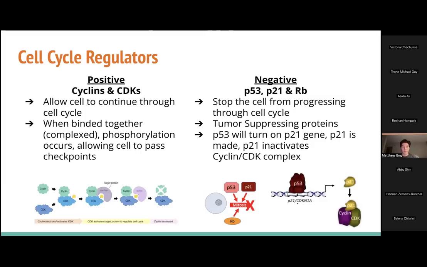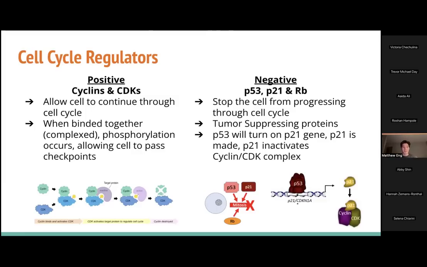We have our positive regulators and our negative regulators. Our positive regulators, intuitive naming, are going to allow the cell to go through these checkpoints. These are our cyclins and our CDKs, and all these are just proteins. They're individual proteins, but once they come together to form this complex here, as shown in the bottom, that cyclin-CDK complex will phosphorylate another target protein, which will then go on to help the cell go through that checkpoint.